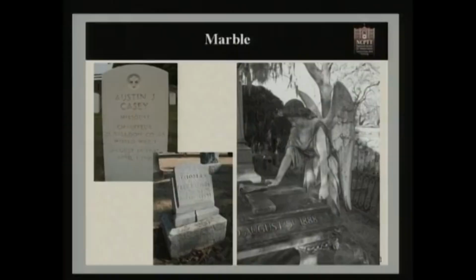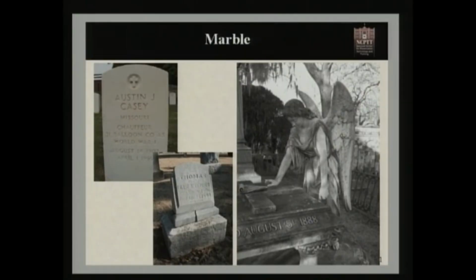Let's take a look or a quick survey of the types of materials that we find in cemeteries. We'll start by looking at marbles. We find marbles in national cemeteries in the form of federally issued headstones. We find marbles in complex carved objects like you see of the angel on the right of this slide.